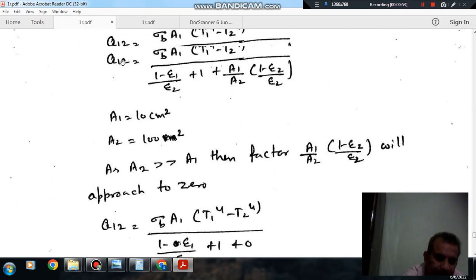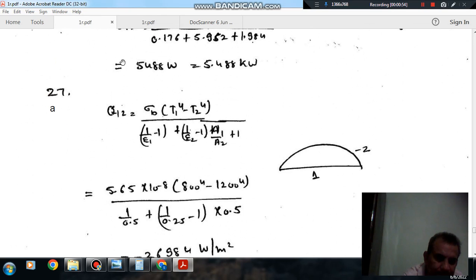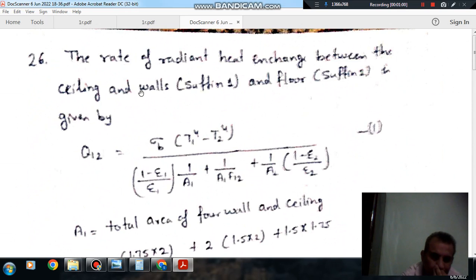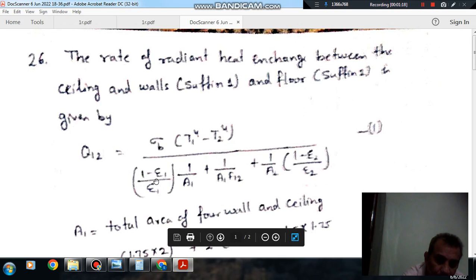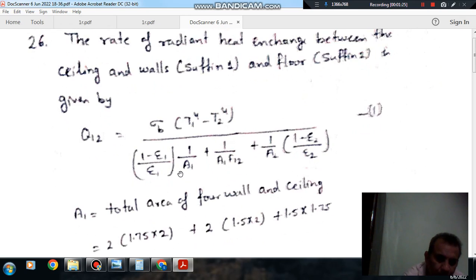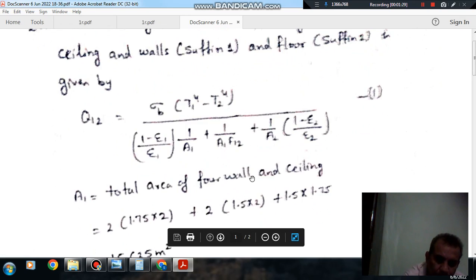So here, taking the four walls and ceiling as one body and the floor as the second body, the rate of heat exchange is given by sigma b (T1^4 minus T2^4) divided by the total resistance. This is the resistance of the four walls and ceiling, this is the resistance of space, and this is the resistance of the floor. Here A1 is the area of the four walls and ceiling.